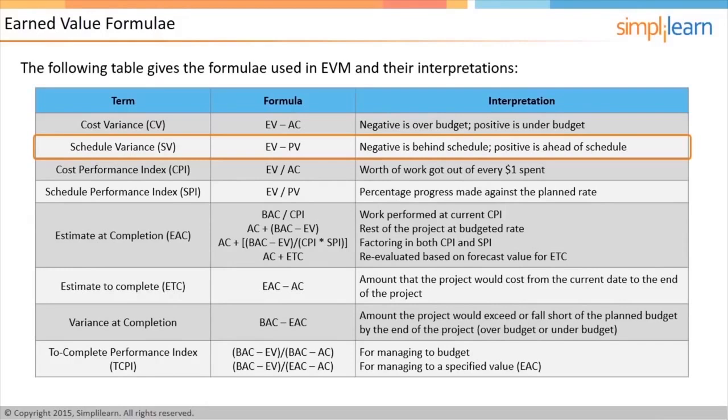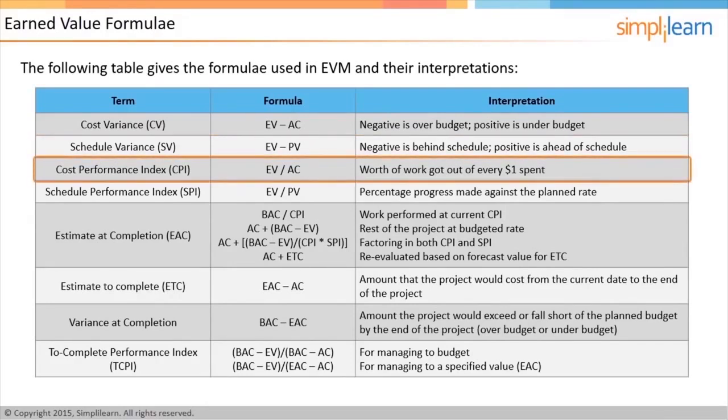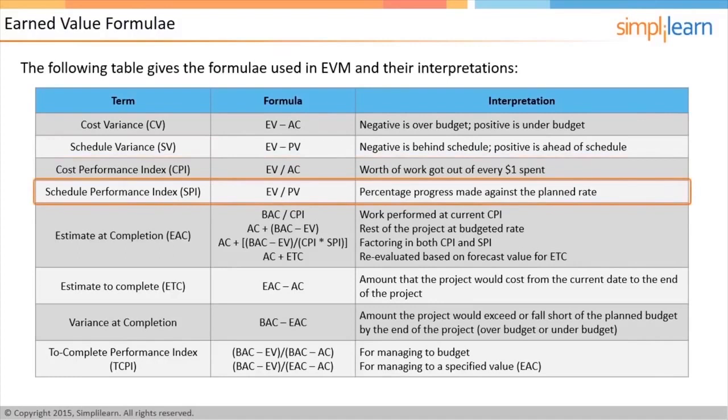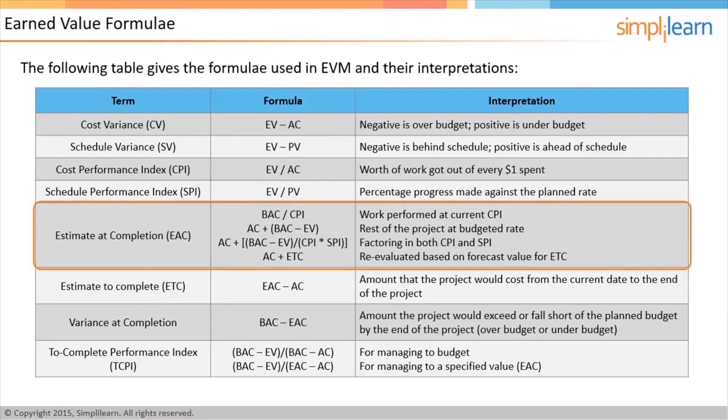The values of the next two parameters, Cost Performance Index, CPI, and Schedule Performance Index, SPI, vary between 0 and 1. For example, a CPI of 0.8 implies that 80 cents of work is obtained for every dollar spent in the project. Similarly, if SPI is 0.9, it implies that the project is progressing at only 90% of the speed originally planned. The next parameter is Estimate at Completion, or EAC.